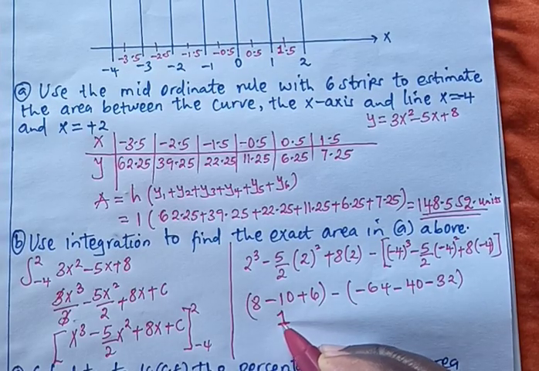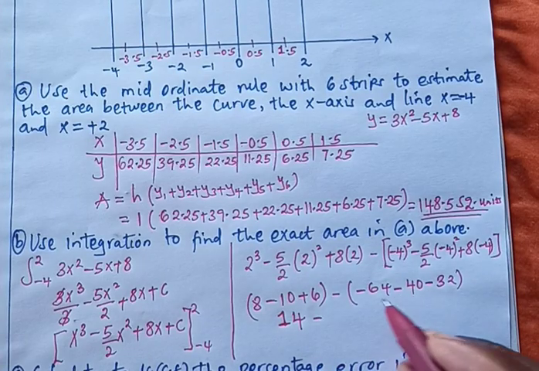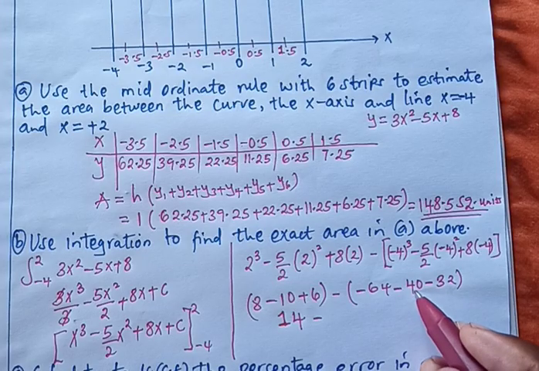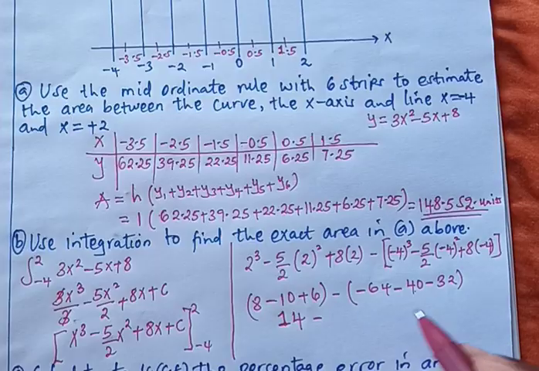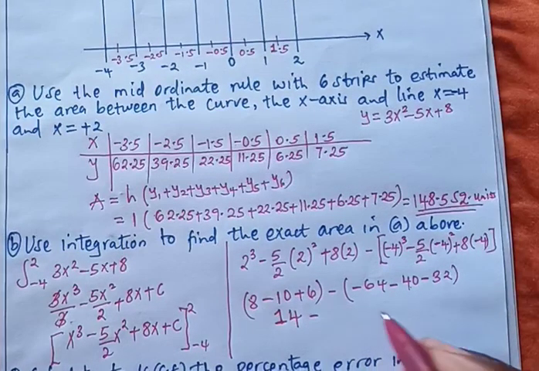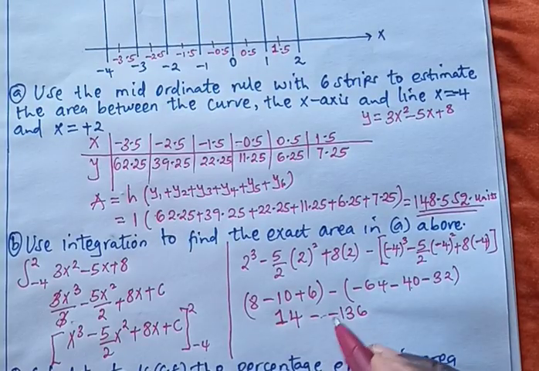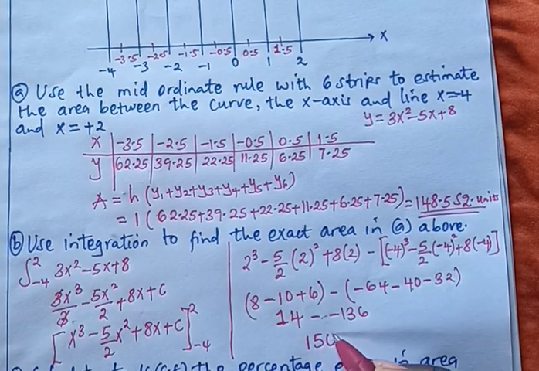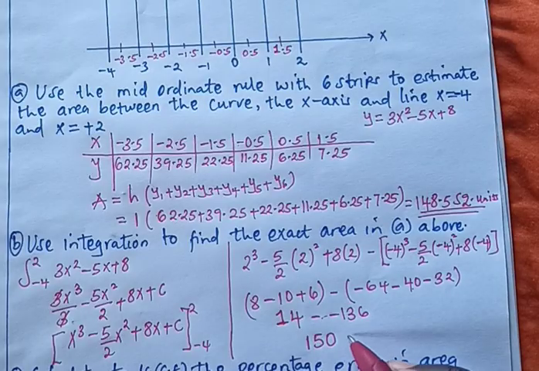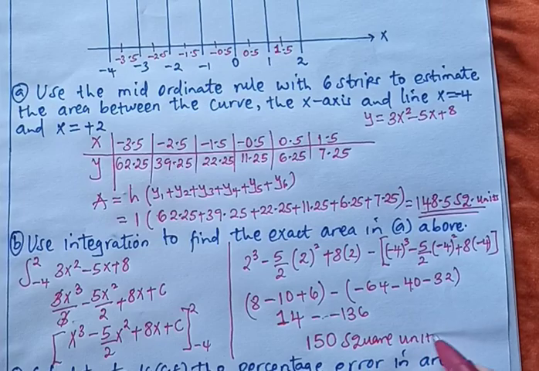It is going to give us 14. Then you take away the second bracket, which is going to give us -64 minus 40 minus 32. This is 136, negative 136. This and this will produce a positive. Now our exact area we get is 150 square units. 150 square units.